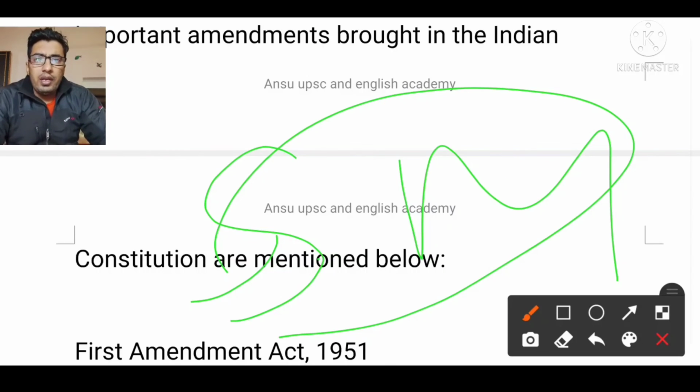I have talked several times about the basic structure of the constitution. Now I am going to tell you what the provisions are, because nowhere is it mentioned what the basic structure is, but we can infer it from Supreme Court judgments. The first one is constitutional supremacy, meaning the constitution is the supreme body in India and nobody can be above it.